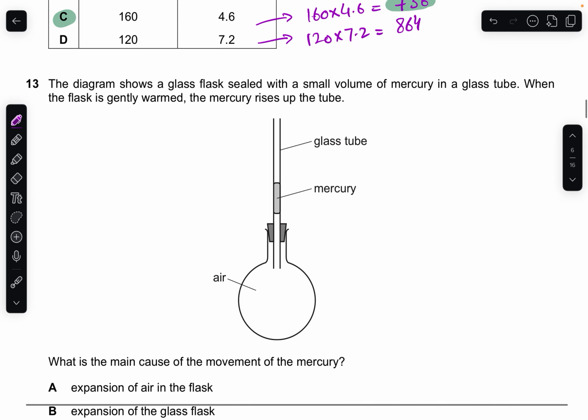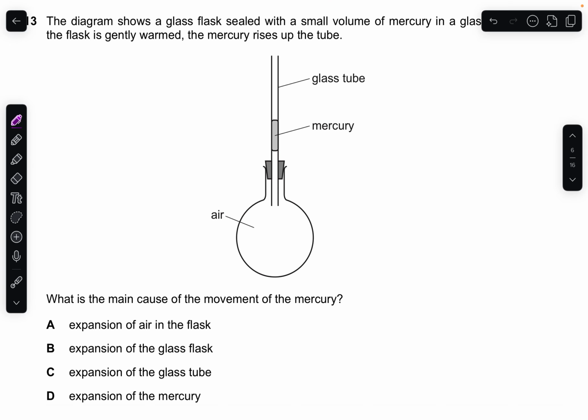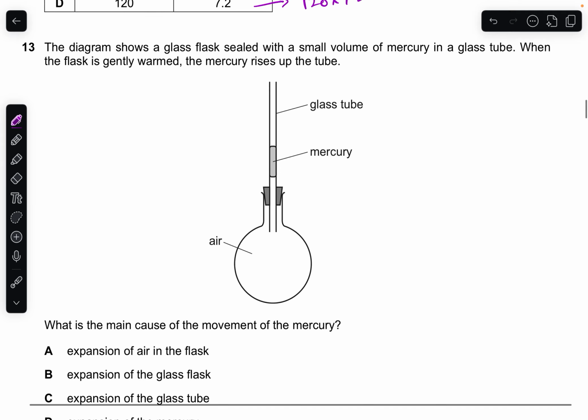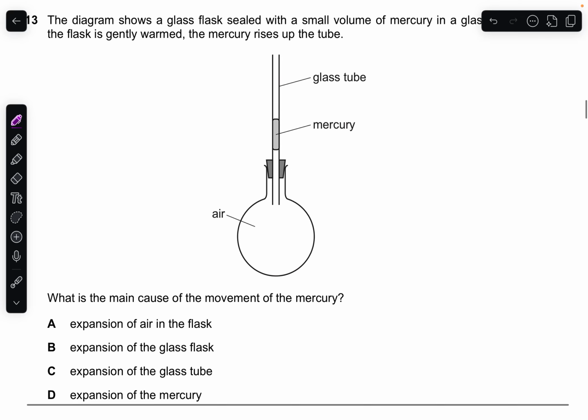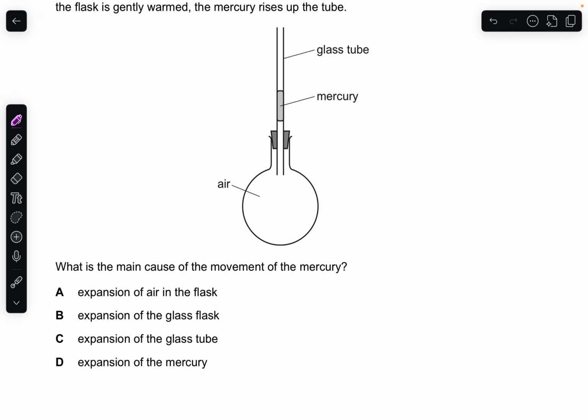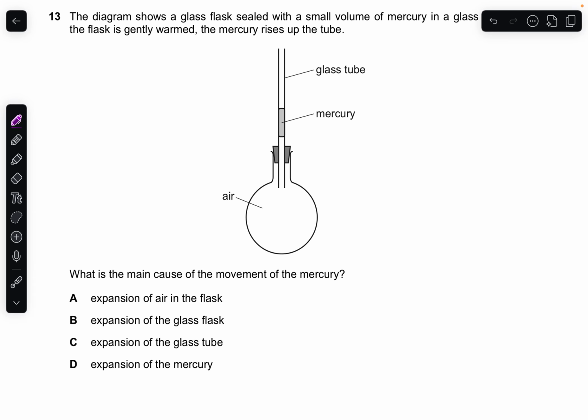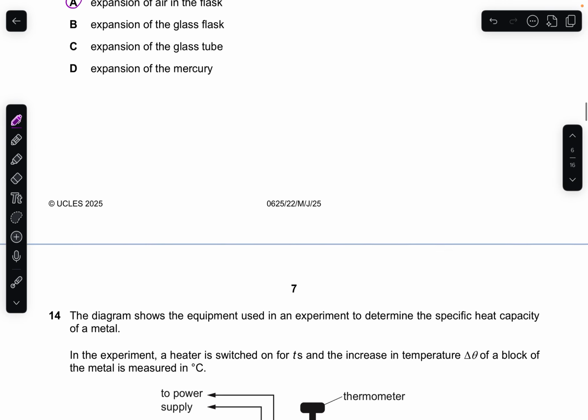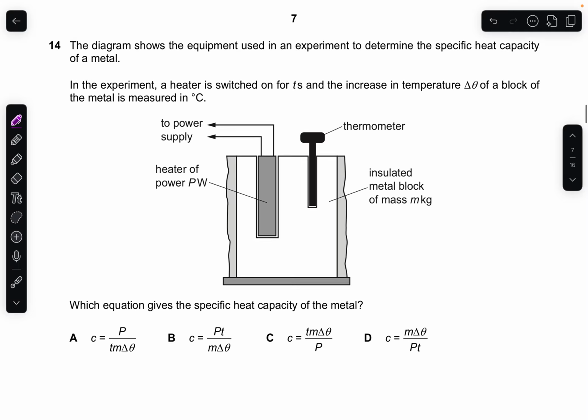In question 13, the diagram shows a glass flask sealed with a small volume of mercury in a glass tube. When the flask is gently warmed, the mercury rises up the tube. What is the main cause of the movement of the mercury? When you heat the mercury, it will expand. That is the reason why it will go up. Very simple question.